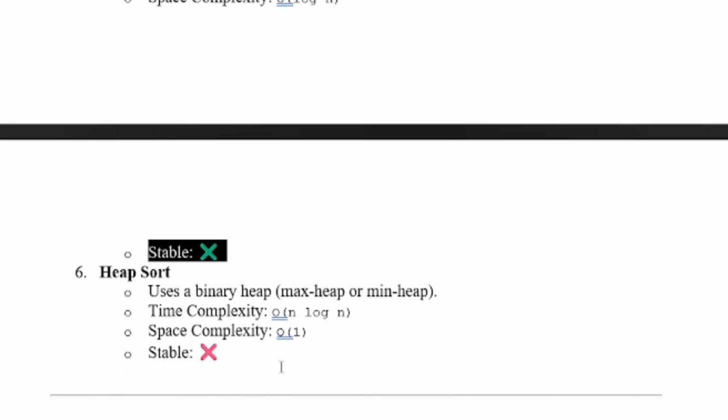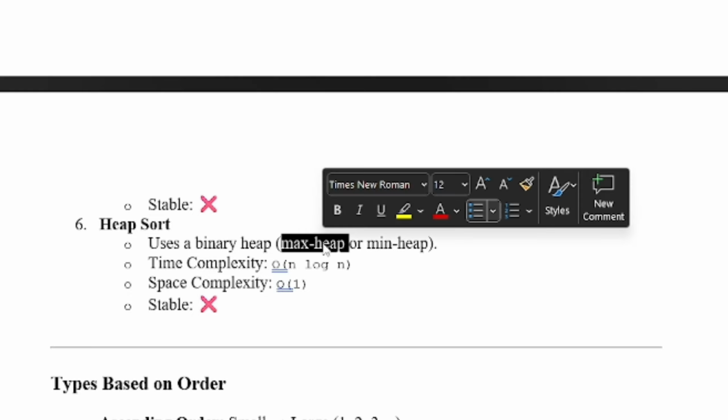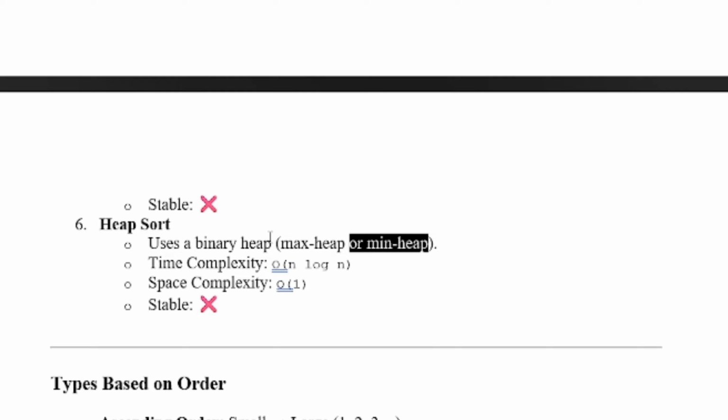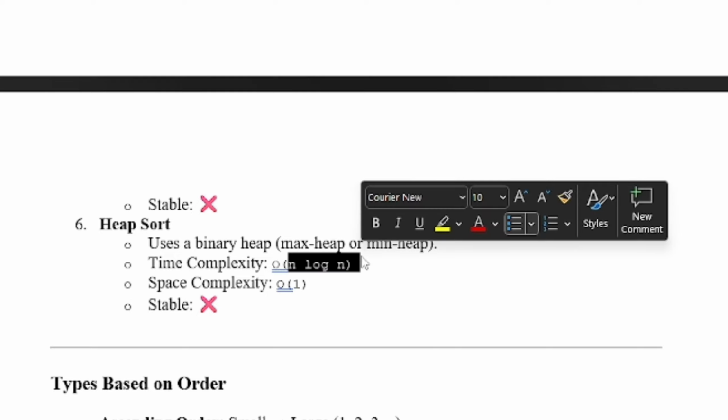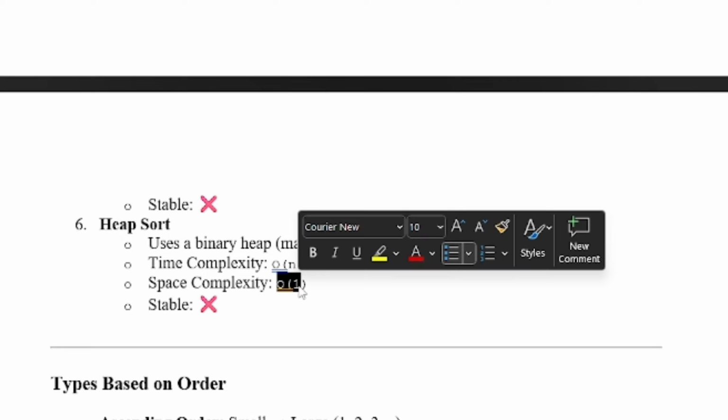Now come to the last one, heap sort. Basically we use a binary heap, that is a max heap or a min heap. Time complexity for heap sort is O(n log n), and space complexity is O(1), and this is not a stable algorithm.